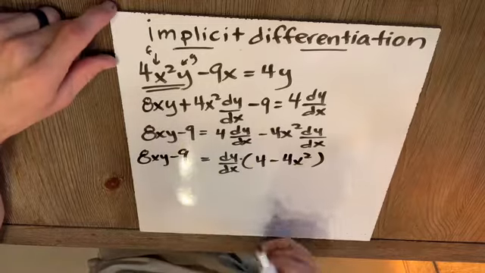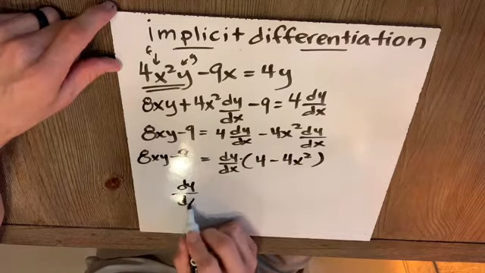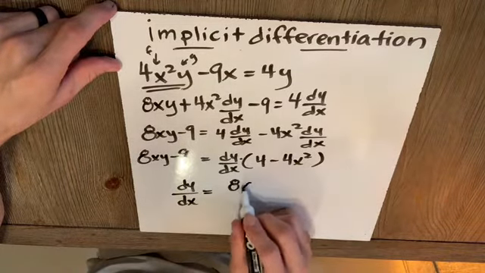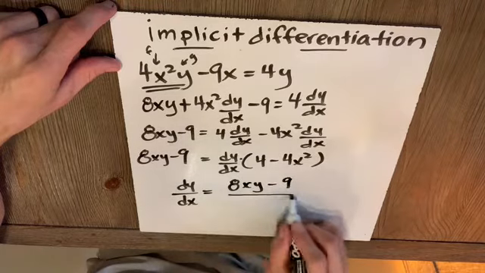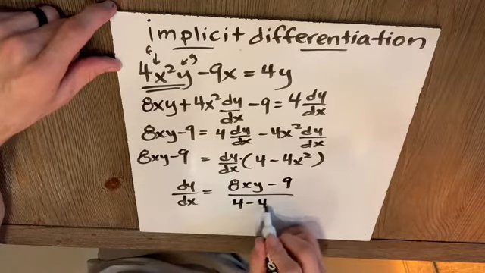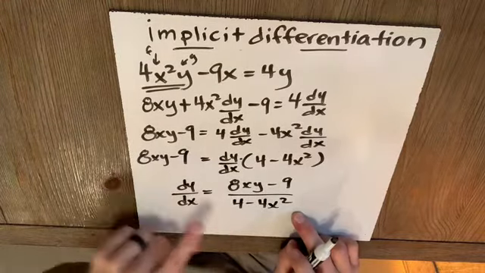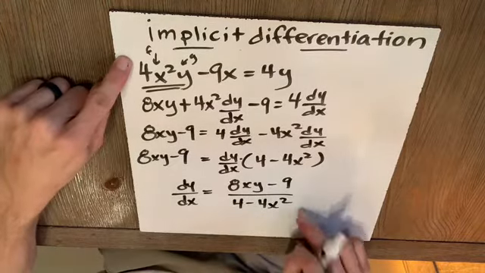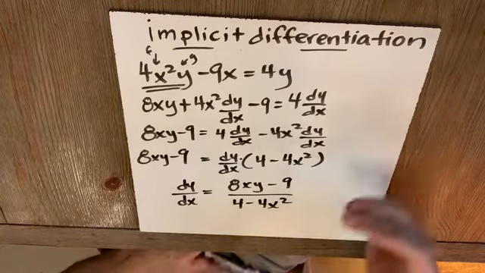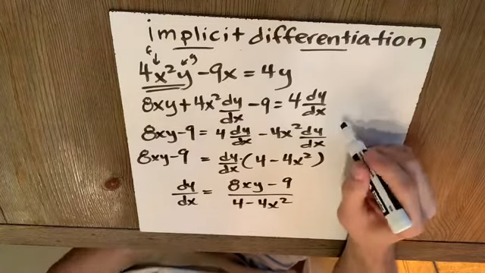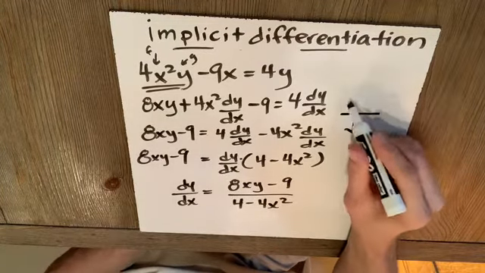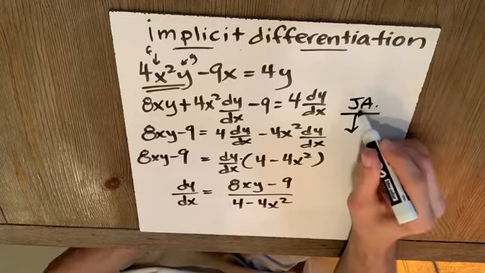This is multiplication here, so dy/dx is equal to 8xy minus 9 divided by 4 minus 4x squared. And we've got our beautiful answer here. We use both the product rule and implicit differentiation, and a lot of algebra here. But once we have this established, notice that below this line, it's just algebra.